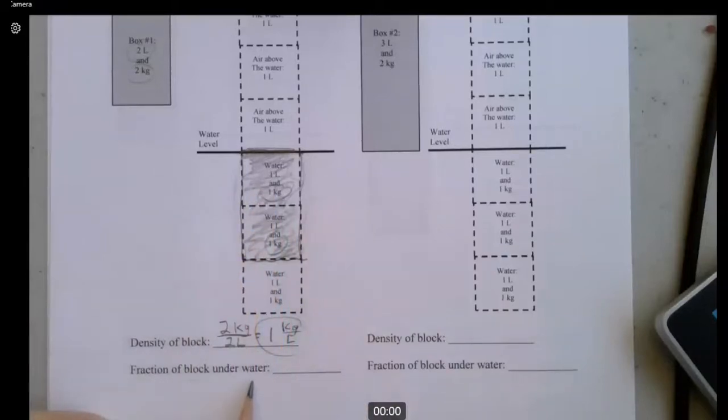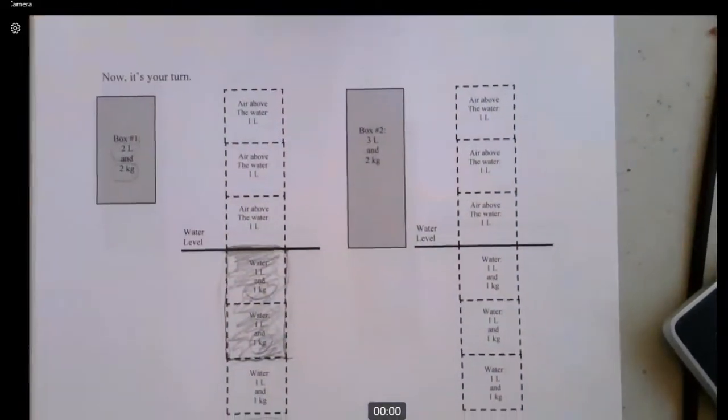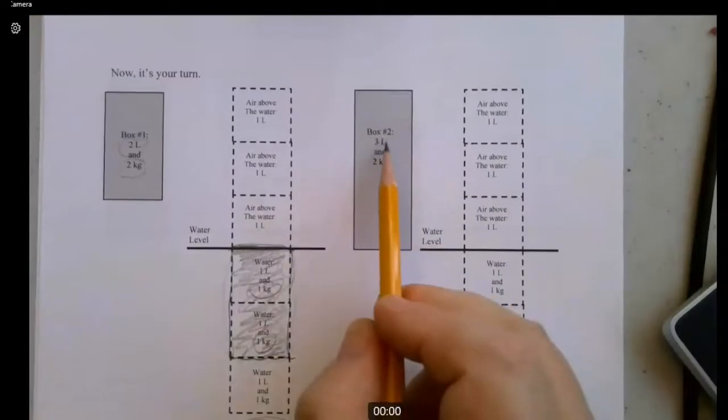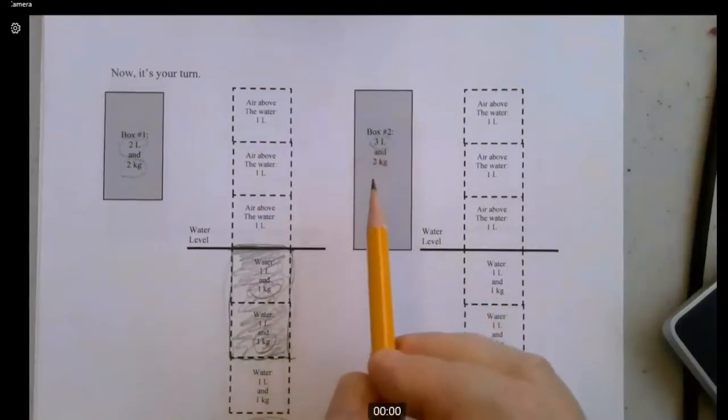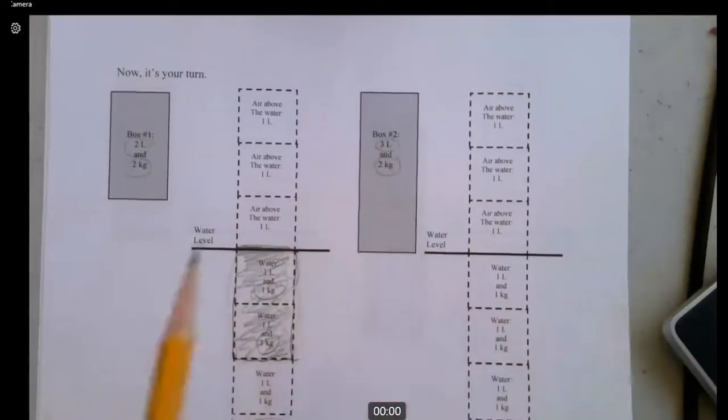Now, what fraction of the block is underwater? Well, the whole block. So 1 out of 1 is the fraction, or 1. So the entire block is underwater. So notice this number is the same as the density. Okay, let's do another one. So now over here, box 2, we have a 3-liter block, and it has 2 kilograms of mass.